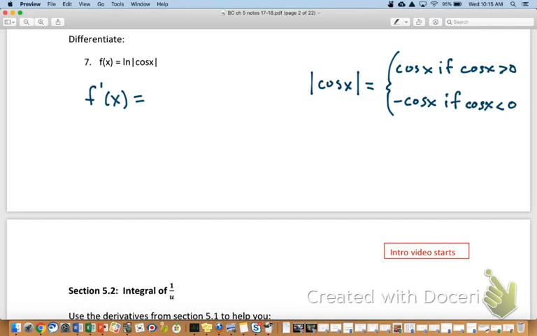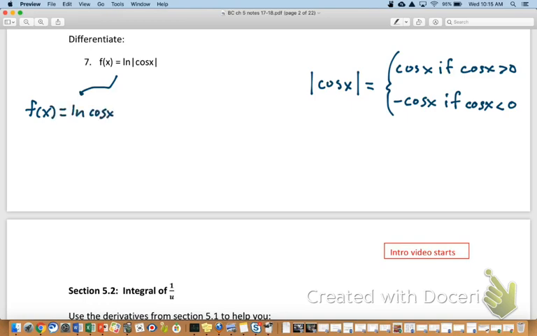So guys, here's the deal. The original question was, how do you find f prime if f of x is equal to ln of the absolute value of cosine of x? Now check this out. I have to acknowledge, based on the definition of absolute value, that there are two cases here. One of them is f of x could equal ln of just cosine of x.